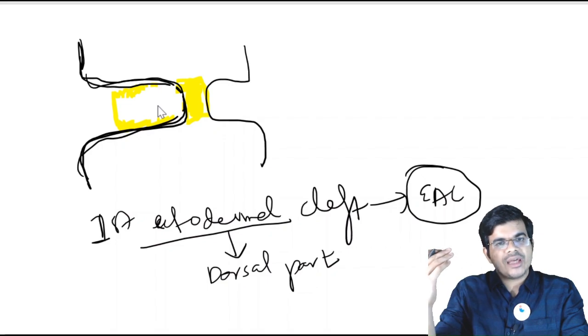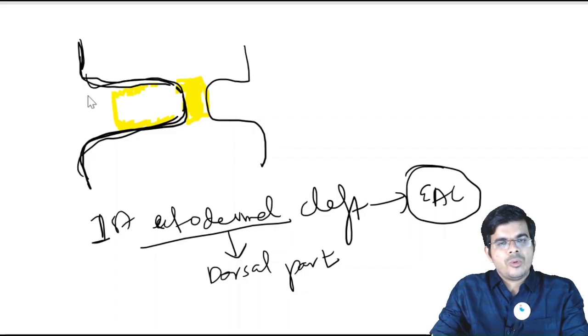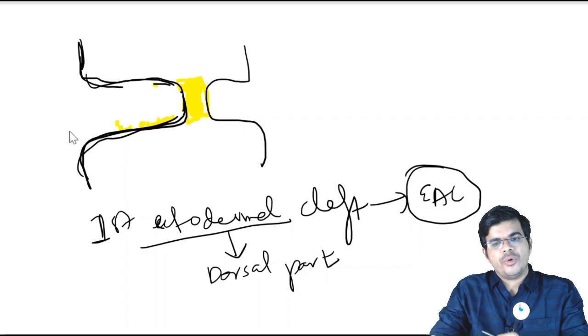Because of this recanalization occurring in the medial to lateral direction, if the developmental arrest occurs while the recanalization is proceeding in this direction, what happens? Only the lateral part has an atresia. So sometimes when you see a patient who has an external auditory canal atresia, you won't be able to see the external auditory canal, but the canal will be developed medially. Only the lateral part will have an atretic membrane like this. So that's about the development of the external auditory canal.